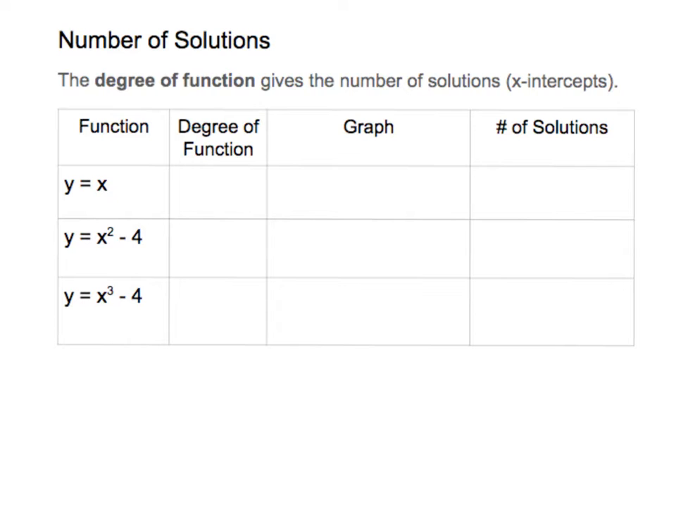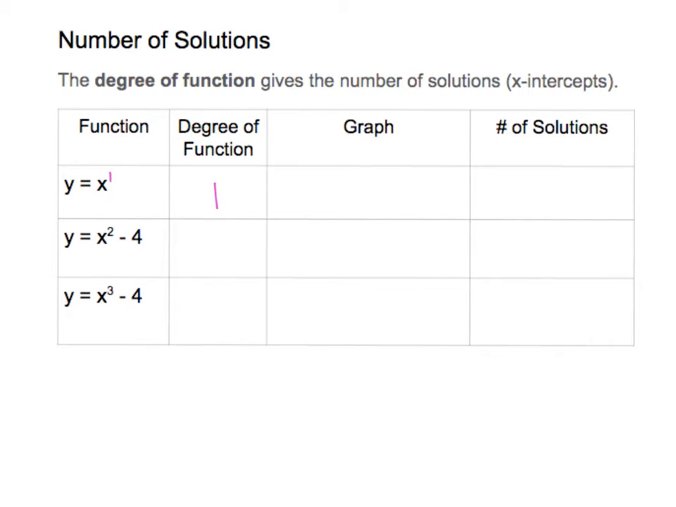So in today's lesson, I want to talk to you guys about the degree of a function again and how we're going to be using it to find the number of solutions. So let me just start off with the degree of the function is your highest power in your equation. In this case, this x is the only thing that's here, and this x is to the first power. So in that case, my degree of the function is 1.